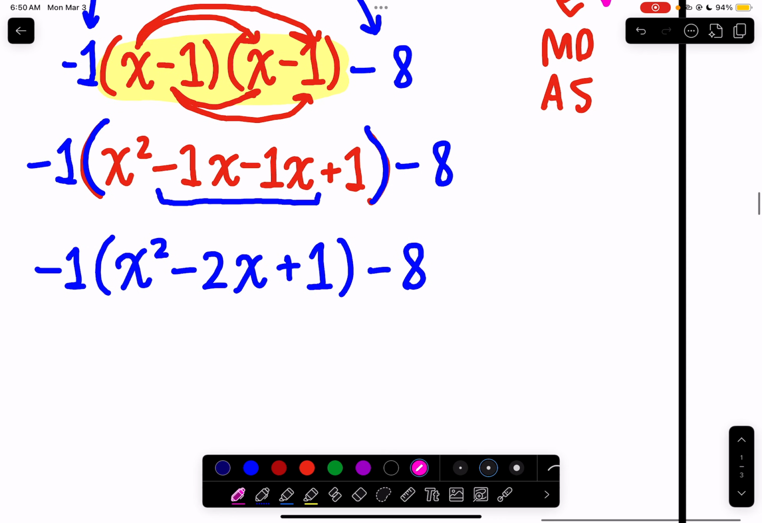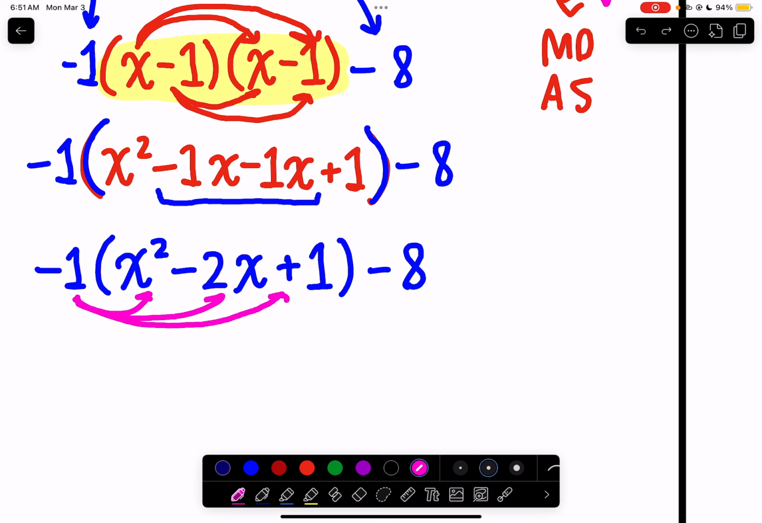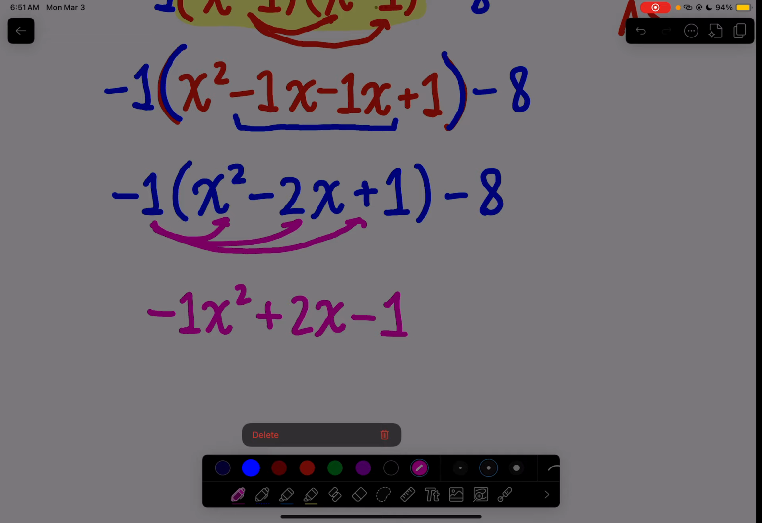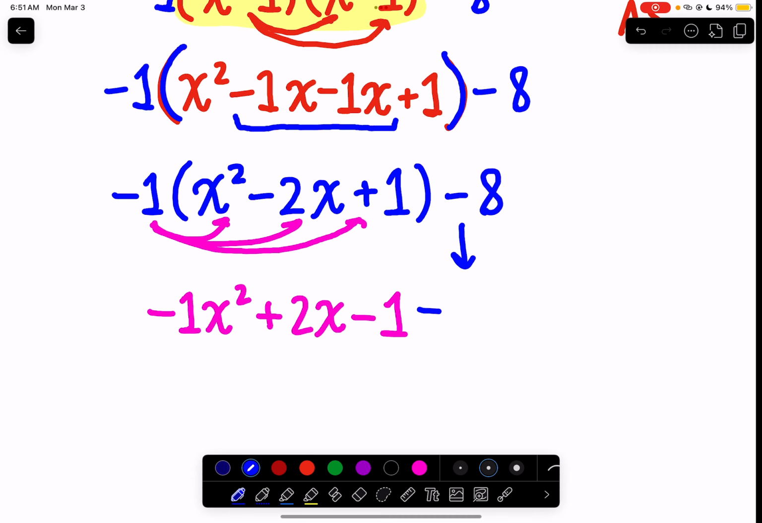Now I'm going to multiply. Let's distribute this -1. And then it does not get distributed to -8. No. So here we get -1x squared plus 2x minus 1, and then that minus 8 comes with me.